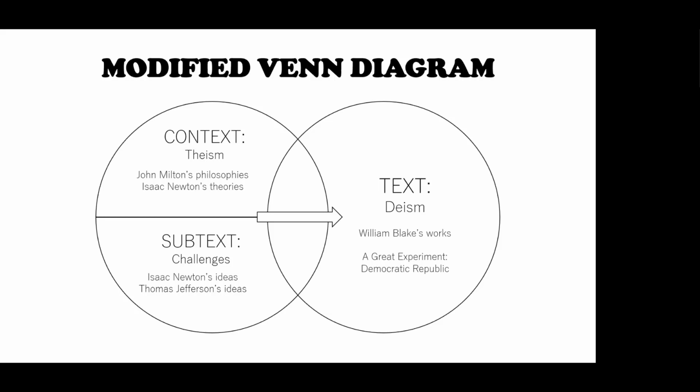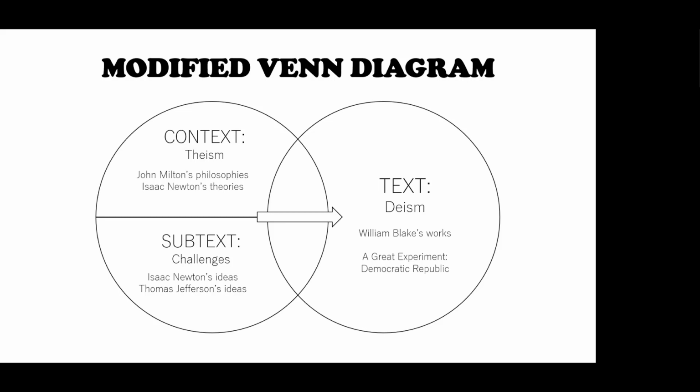All of this then culminates in the text that we looked at, which are those paintings from William Blake, right? And those William Blake works are set in this context of theism and the rejection of it and the embracing of deism. You could also make the argument that Thomas Jefferson's writings, especially the Jeffersonian Bible, is a text of deism. And certainly the Declaration of Independence is a text of deism. And the Great Experiment, the Democratic Republic, is a version of that.